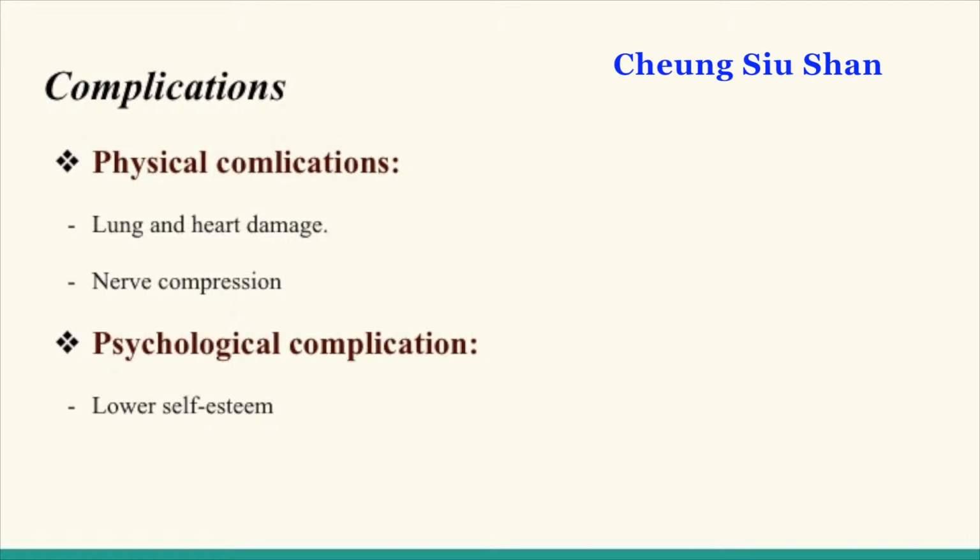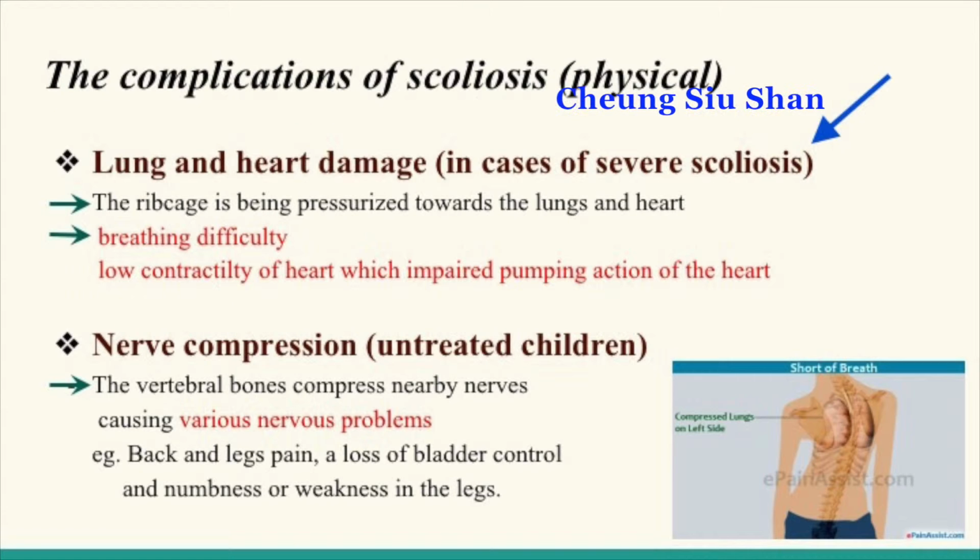Scoliosis will lead to several complications, and we divided those into physical and psychological complications. Physically, in some serious cases, the rib cage will press towards the lungs and heart. Following that, the patient suffers from breathing difficulty and poor conduction to the heart. Therefore, the lungs and heart are damaged.